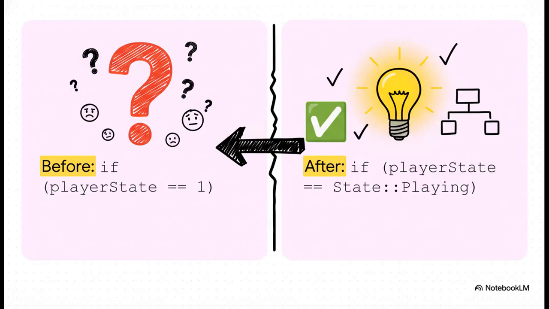And here it is, the big payoff. Just look at that difference. Before we had if player state equals 1, a total mystery. But after we have if player state equals state.playing. There is zero confusion there. The code literally documents itself. It becomes instantly readable, so much easier to maintain, and a whole lot less prone to bugs.